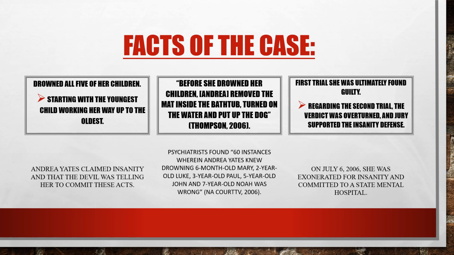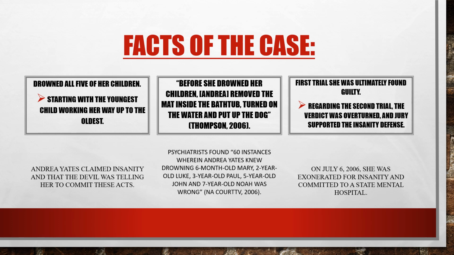On June 20th, 2001, Andrea Yates drowned all 5 of her children. But before she drowned her children, Andrea removed the mat inside the tub, turned on the water, and put up the dog. Behavior that indicates she didn't want anything to get in the way of what she was about to do. She started with the youngest child and worked her way up to the oldest.